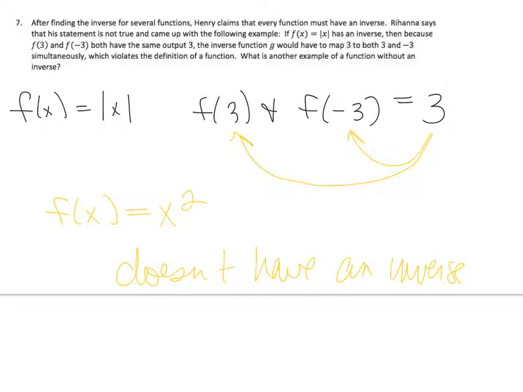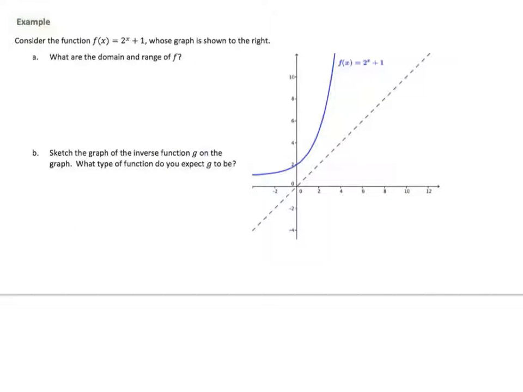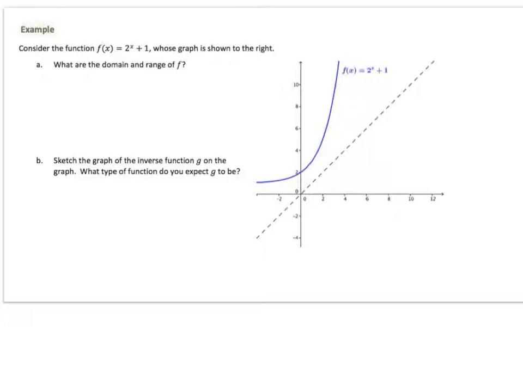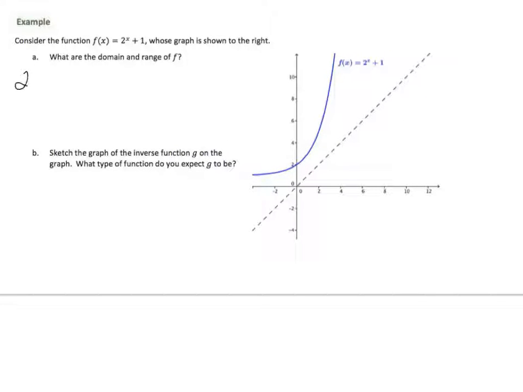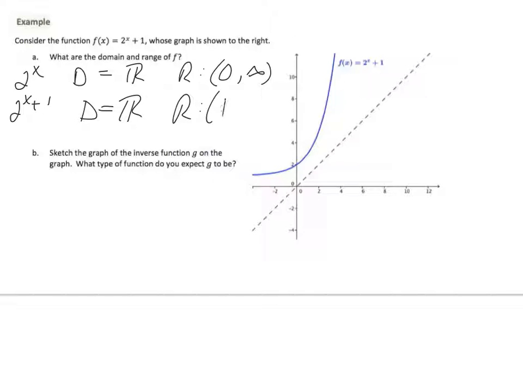Last example, we've got 3 more slides. Consider the function f of x equals 2 to the x power plus 1, whose graph is shown to the right. What are the domain and range of f of x? Well, I do know that 2 to the x has a domain of all real numbers and a range that will go from 0 to infinity. So 2 to the x plus 1 is going to have a domain of all real numbers and a range that changes just a little bit, goes from 1 to infinity.